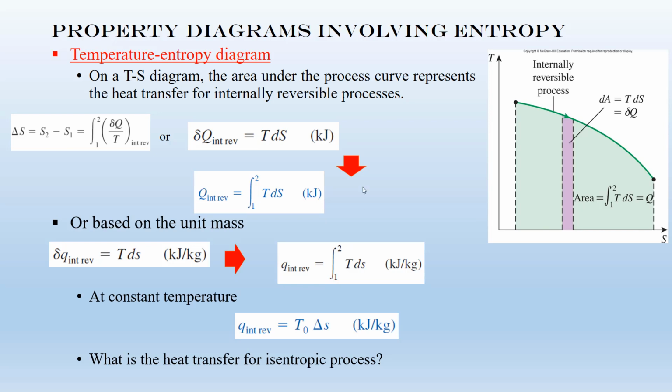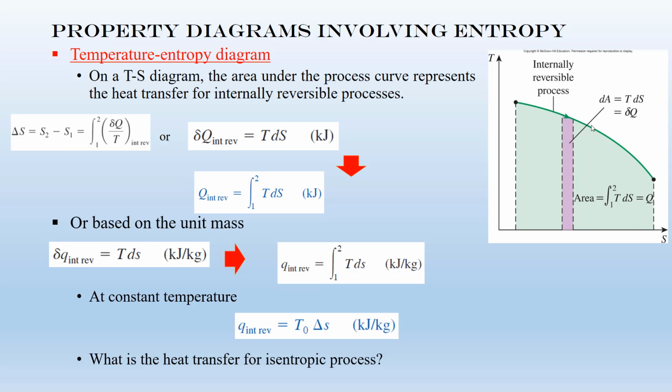So for an isentropic process, guys, the S is constant, correct? This is the definition of an isentropic process. Isentropic processes are processes with constant entropy. So if you plot the TS diagram, you just move vertically, for example, from this point to this point, correct? And the area under this line is 0, meaning that the heat transfer is 0 for the isentropic process.